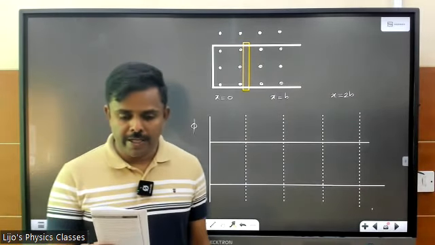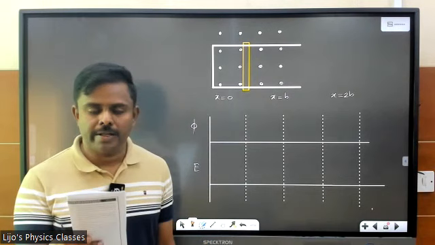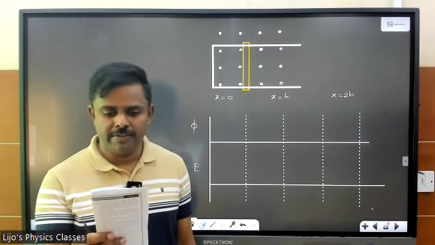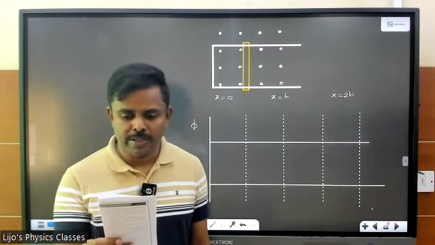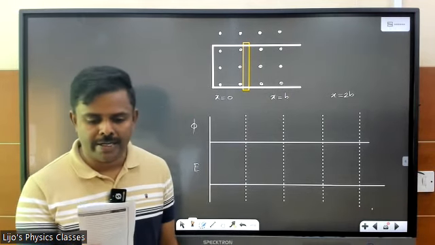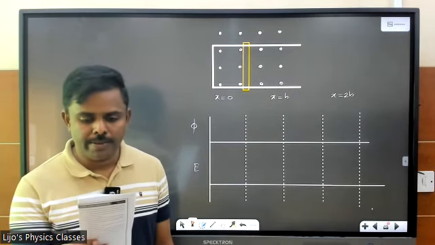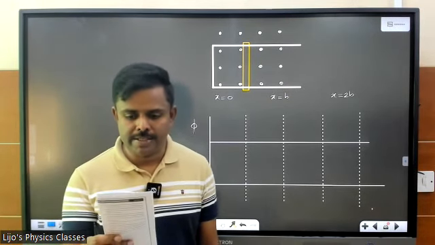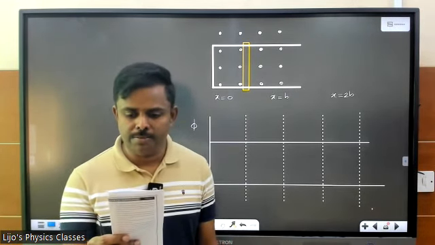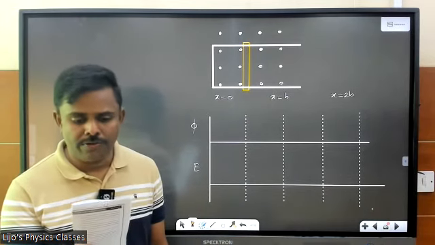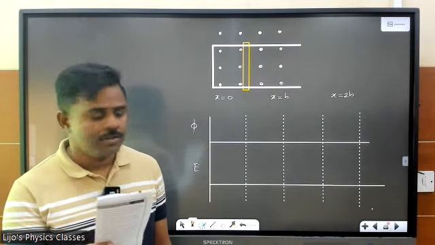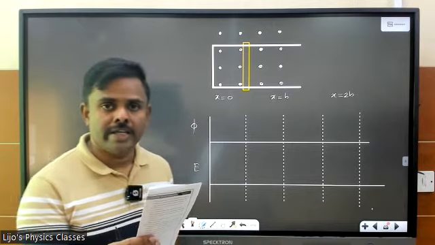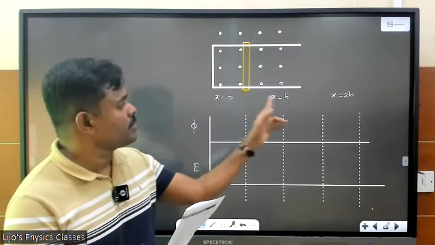Moving to question number 14. The figure shows a rectangular conductor PQRS in which the conductor PQ is free to move in a uniform magnetic field B perpendicular to the plane of the paper. The field extends from x equal to 0 to x equal to b and is 0 for x greater than b.